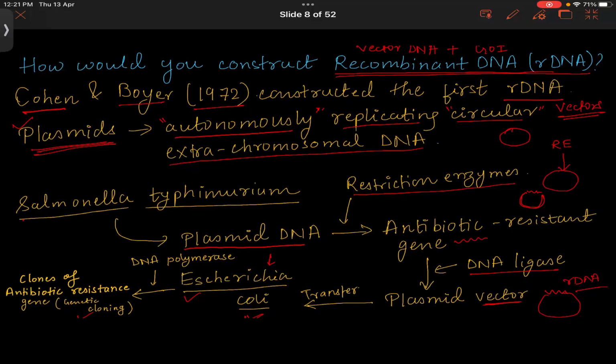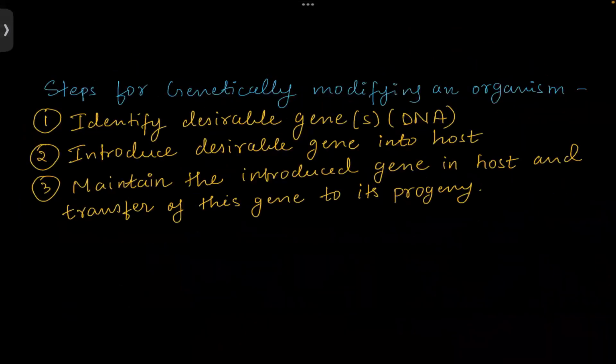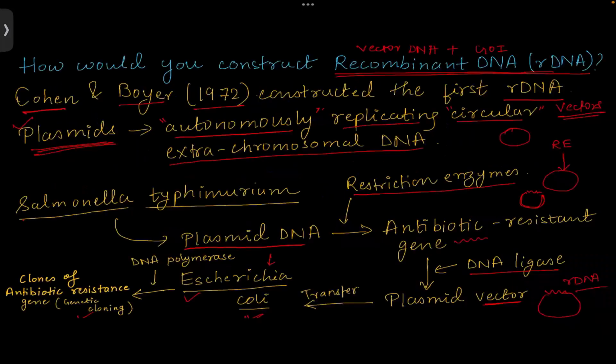So recombinant DNA can only be made using vector DNA. Now in this example, plasmids are the vector DNA. So they genetically modified the Escherichia coli by adding an antibiotic resistance gene.